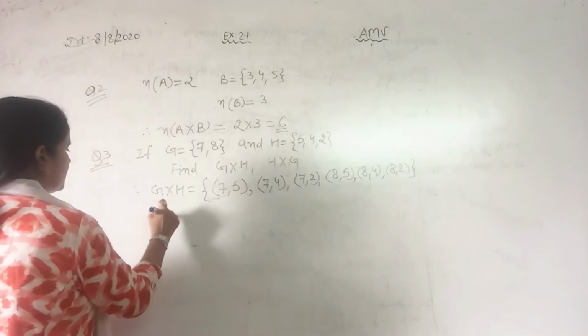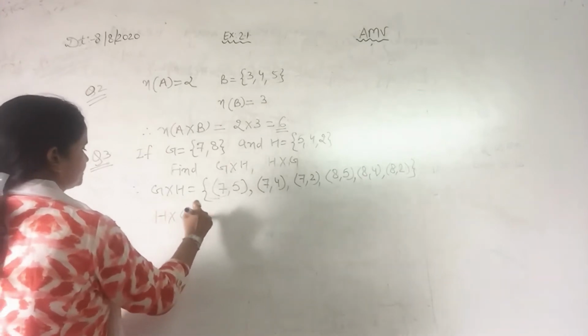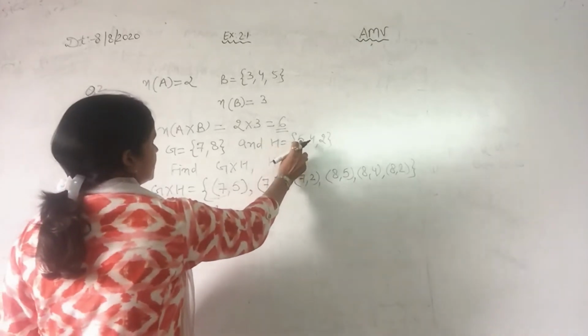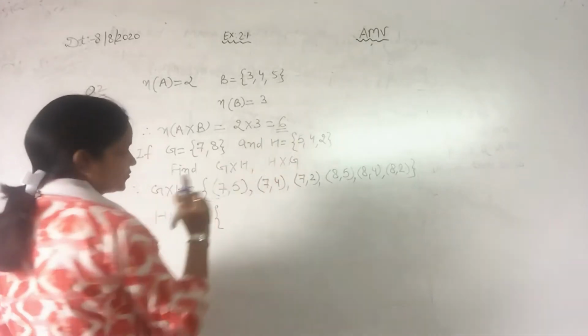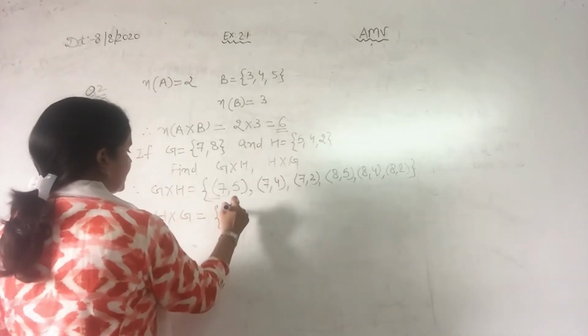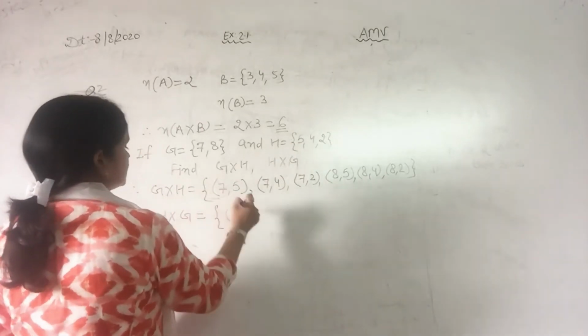Now find H×G. For H×G, first start from H. So the first element is taken from set H. It's 5. Right, here (5, 7).